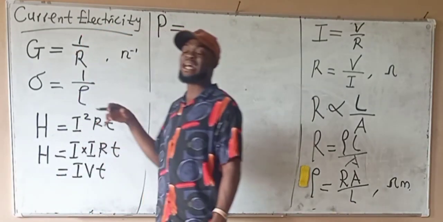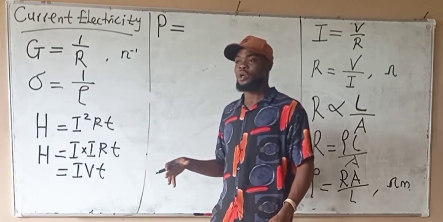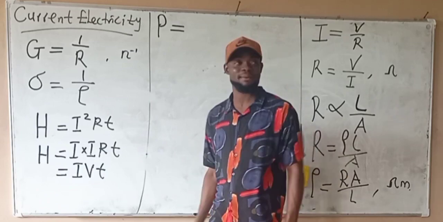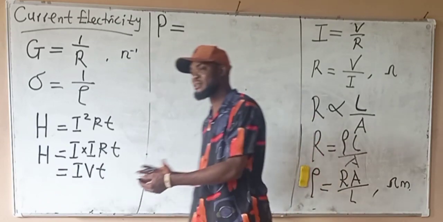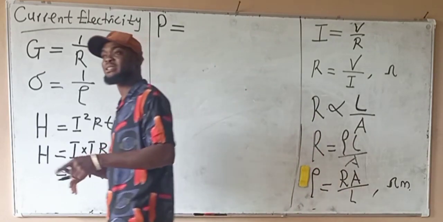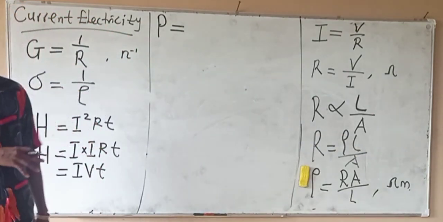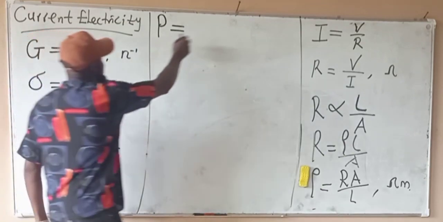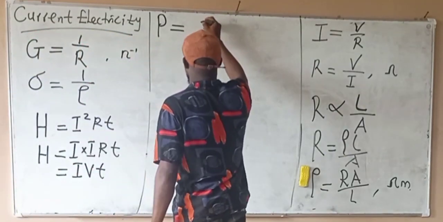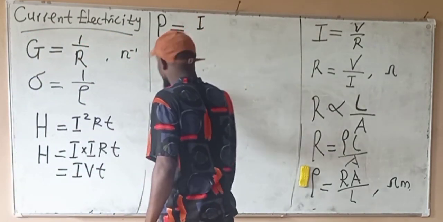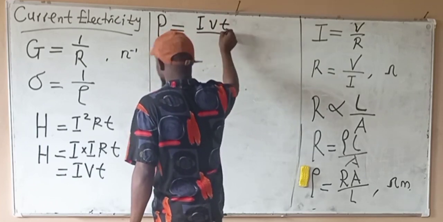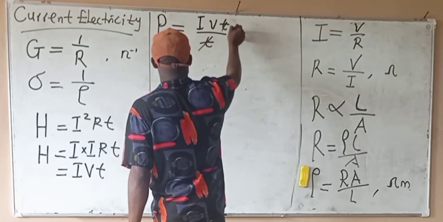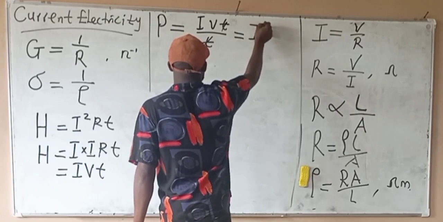Power is the rate at which work is done, or energy divided by time. That is power. Power is the rate at which your energy is being applied, or energy over what? Over time. So that will give us energy. What is energy we have there? We have IVT over time. That is power. This will cancel this. So power will become equal to IV.